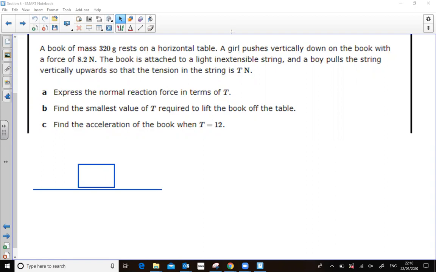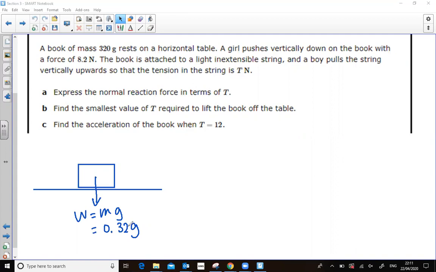Okay, so what force do we have acting on this book? Well, firstly, we know that there will be a weight. So W equals mg, and the mass of the book is 320 grams, so that means weight equals 0.32 g. Remember what we said before, when we're talking about the weight, mass has to be in kilograms. That's why I will change 320 into 0.32.